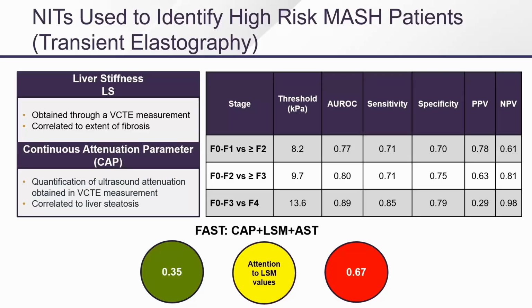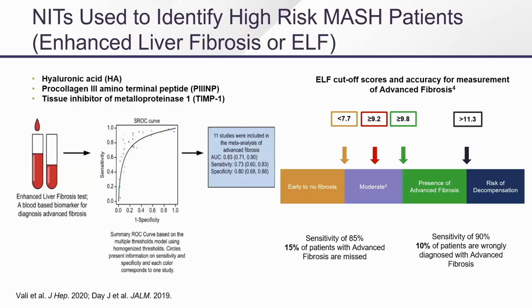There's a different version of this called Agile 3 and Agile 4, which basically gave you a better idea of what kind of outcomes patients with F3 and F4 will have. Those are not really used that readily in practice, so we just suggest focusing on FIB4 and transient elastography. That would get us where we want to be.